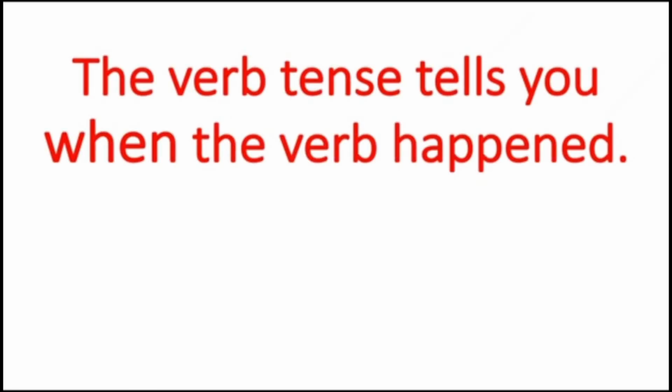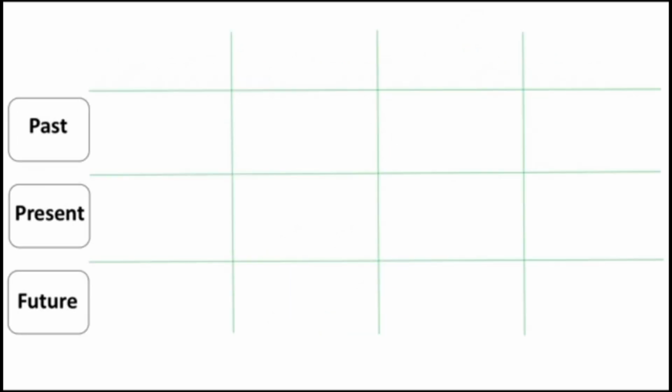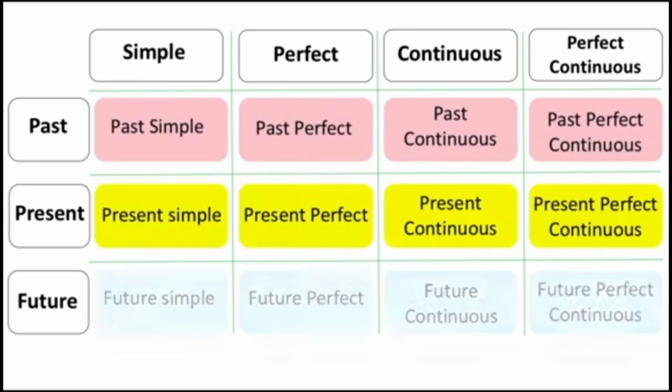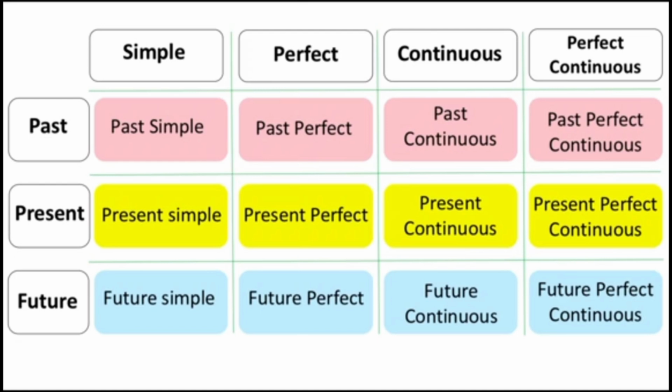The verb tense tells you when the verb happened. There are 12 verb tenses: past, present, and future, and these have categories which are simple, perfect, continuous, and perfect continuous. Here is an overview of all of the verb tenses.